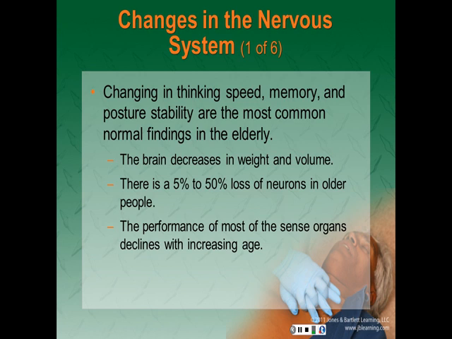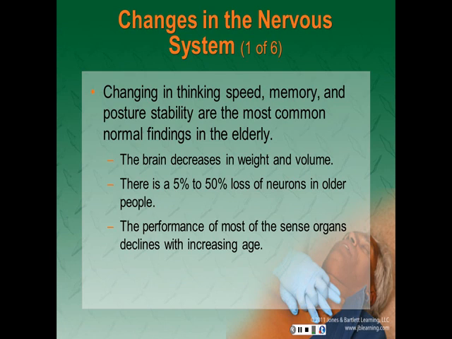Nervous system changes. Changes in thinking speed, memory, and postural stability are the most common normal findings in older people. The brain decreases in weight by 10 to 20% in volume as a person ages. This increases the amount of space in the cranium, thus increasing the chance for head injury. Head injuries with a minimal mechanism are commonly missed in the elderly population.